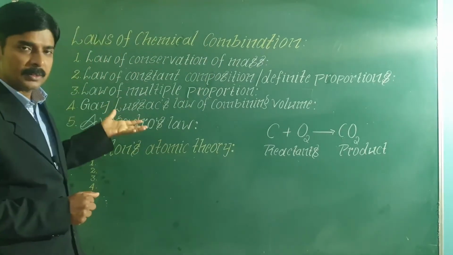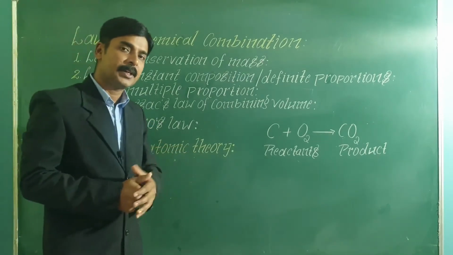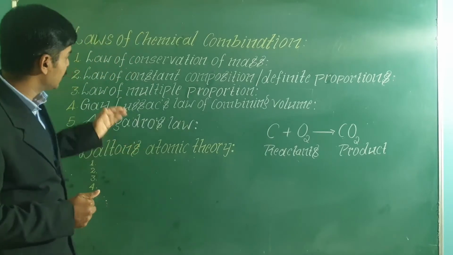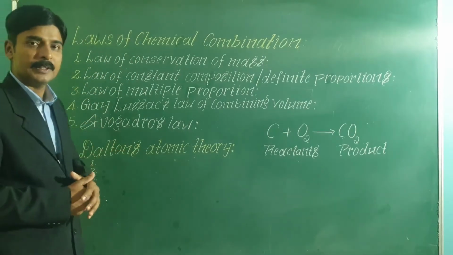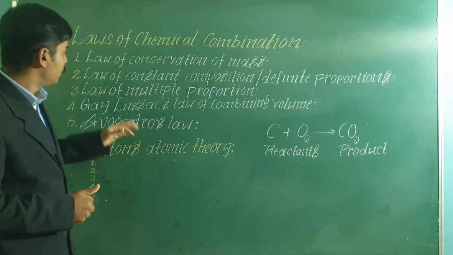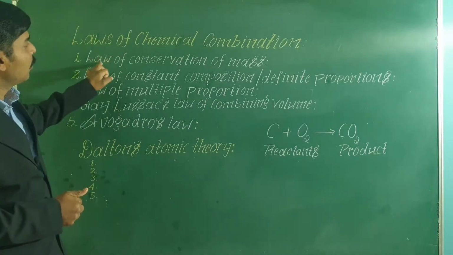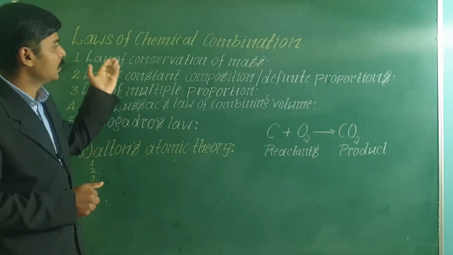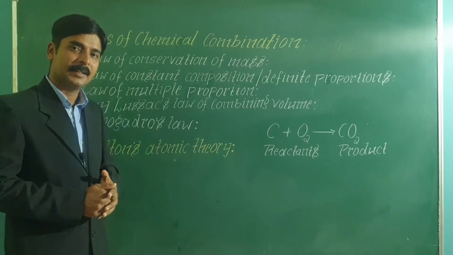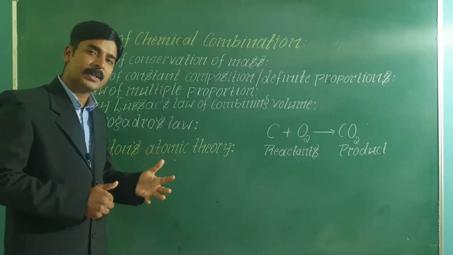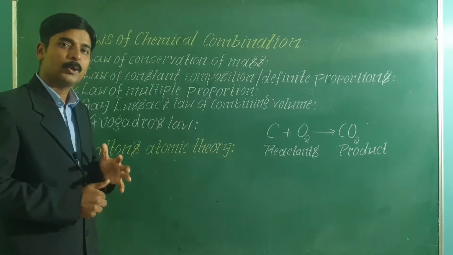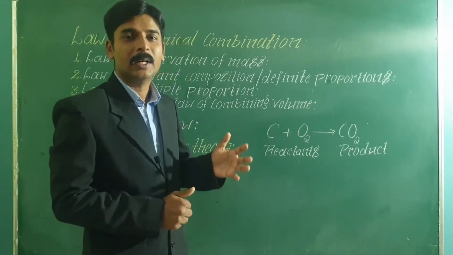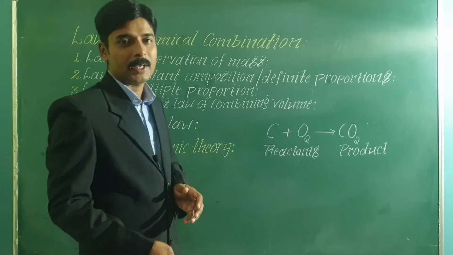There are many laws, but in the NCERT textbook a few laws have been discussed, and here we are going to discuss only those few laws which are given in the textbook. The first law of chemical combination is the law of conservation of mass. The law of conservation of mass states that in any physical or chemical change, the total mass of the reactants is equal to the total mass of the products.